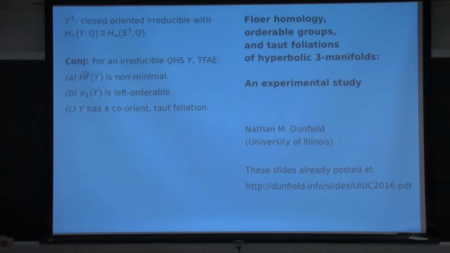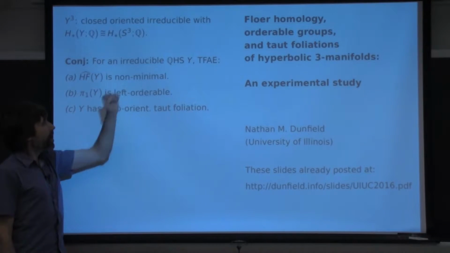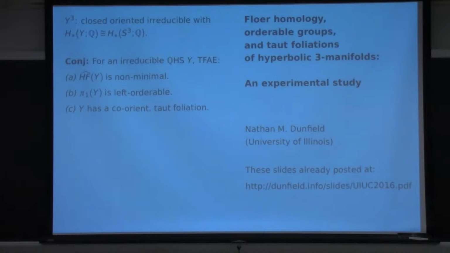And the conjecture around which this talk revolves is the following. So I'll just say it, but I realize that none of these 3 statements make any sense. And in fact, the first half hour of my talk will be devoted to attempting to indicate what they mean. So the conjecture says that if you have an irreducible rational homology sphere Y, the following 3 things are equivalent.